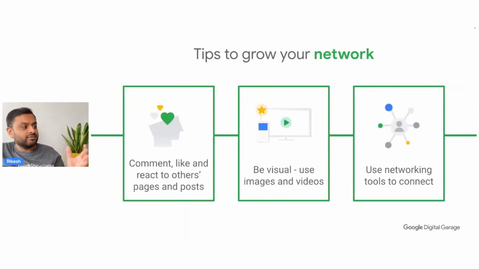I've already mentioned interacting and connecting with the audience through things like commenting and liking. But also be visual with the type of content that we create. Images and videos are going to be more eye-catching in general. We'll speak a bit more about images and videos a little later on. And generally use networking tools to connect. We've already spoken about one of them, LinkedIn, earlier on. This works from an individual careers perspective and also from a business perspective.